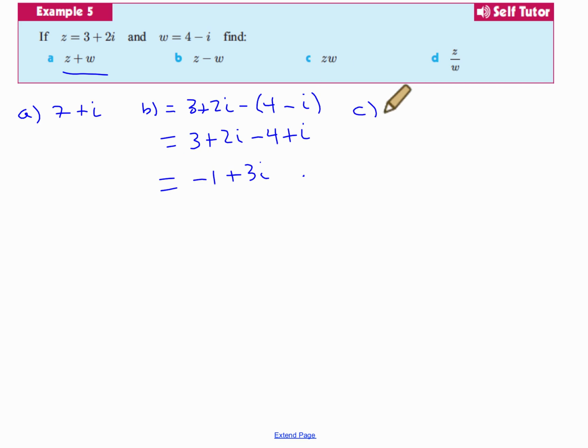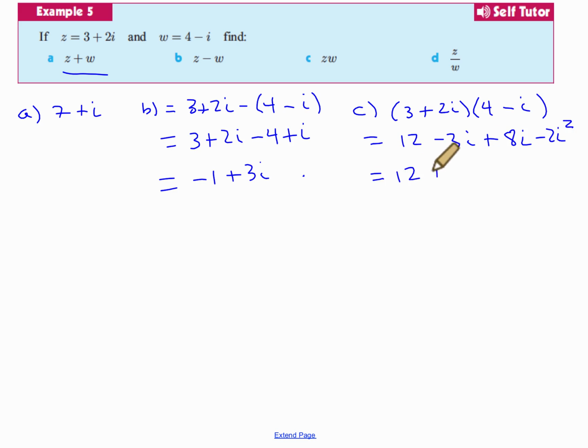And c, zw, 3 plus 2i multiplied by 4 minus i is going to be equal to 12. We're just going to distribute here. Minus 3i plus 8i minus 2i squared, which is equal to 12 plus 5i. And recall that i squared is equal to negative 1. So negative 2 times negative 1 is plus 2. And we end up with a complex number, 14 plus 5i.